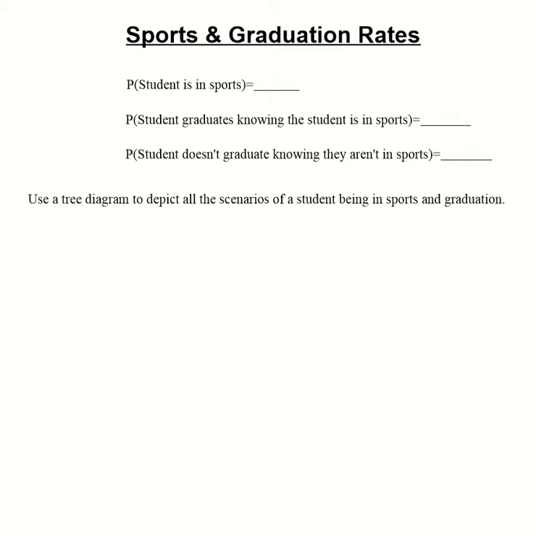So here we have sports and graduation rates. So here are a few different probabilities. The probability a student is in sports is 0.22. The probability that a student graduates knowing the student is in sports is 0.92. The probability that a student doesn't graduate knowing they aren't in sports is 0.18.